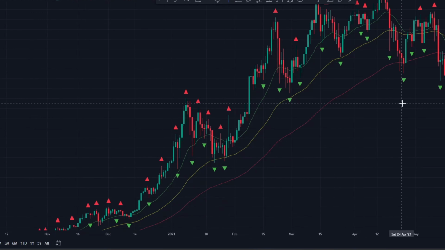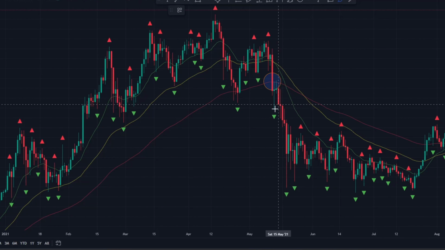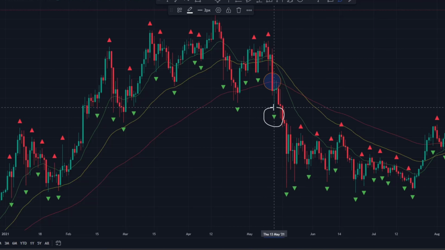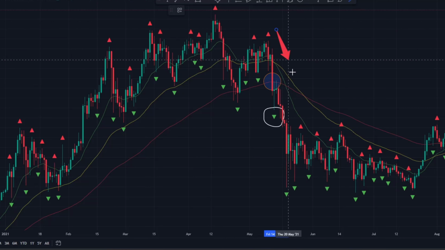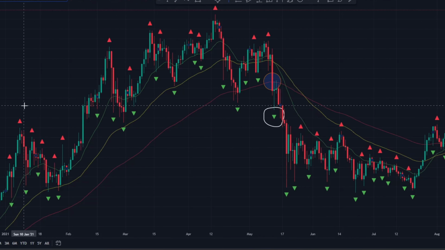Here's an example of what happens if you don't follow this rule. The price dropped below the 100-day moving average. The Williams Fractals indicator gave a green arrow, but as you can see, the price kept falling. This is why we avoid taking trades when the price is below the 100-day moving average.